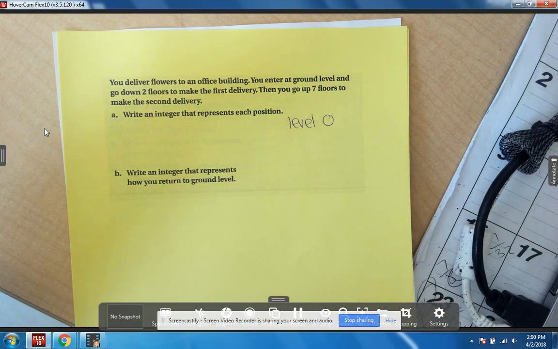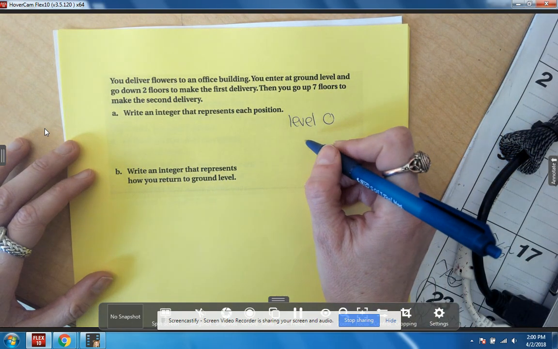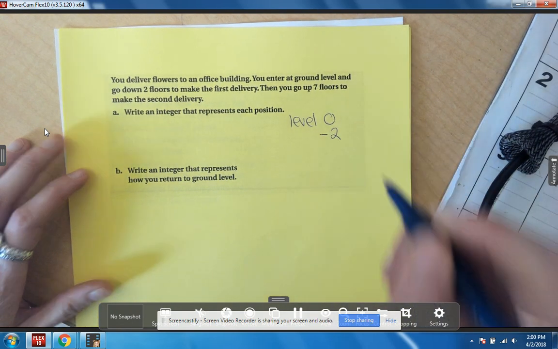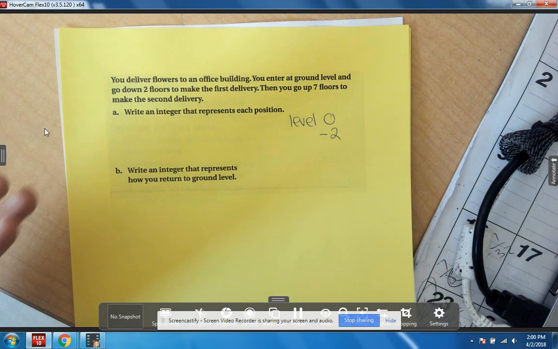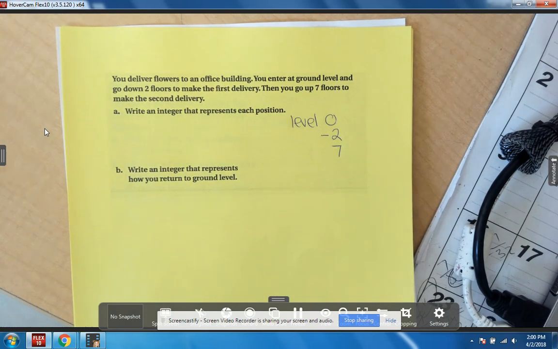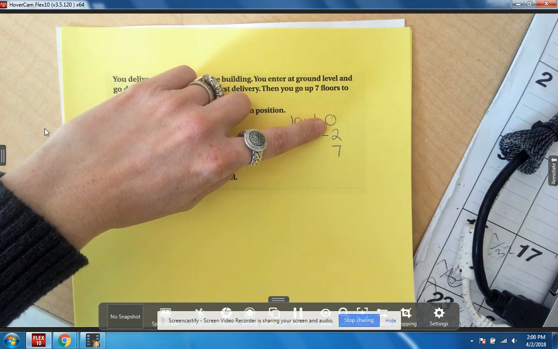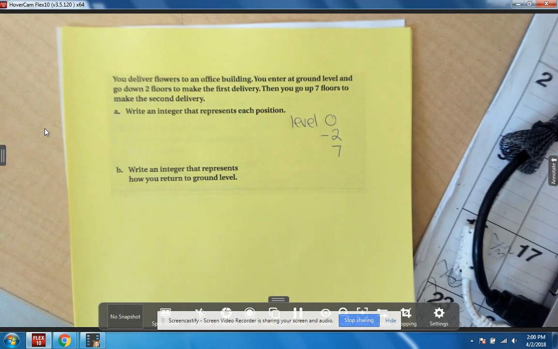Okay, if you go down 2 floors, that means you're descending 2 floors. You're below 0, so that would be -2. And then it says you go up 7 floors. So if you go up 7 above 0, that's going to be +7. So those are your 3 integers. Level 0 is the ground floor. You went down 2 floors, that's a -2. And then you went up 7 floors, that's a +7.